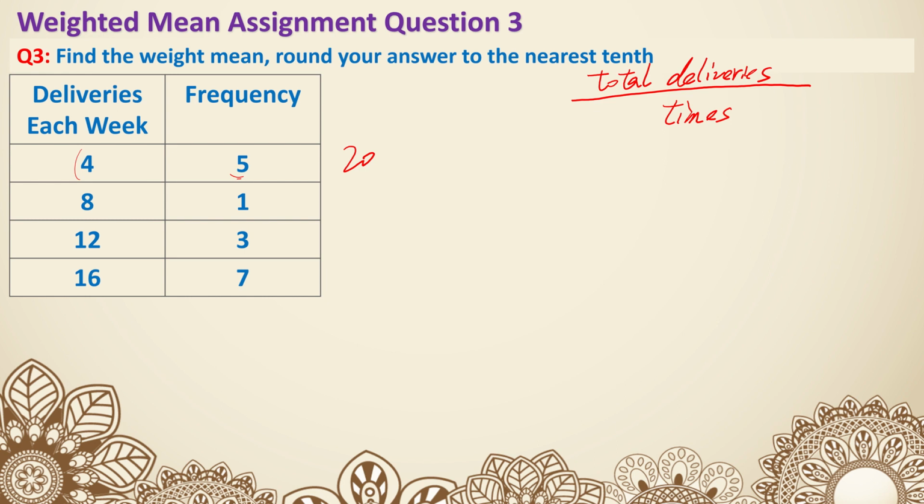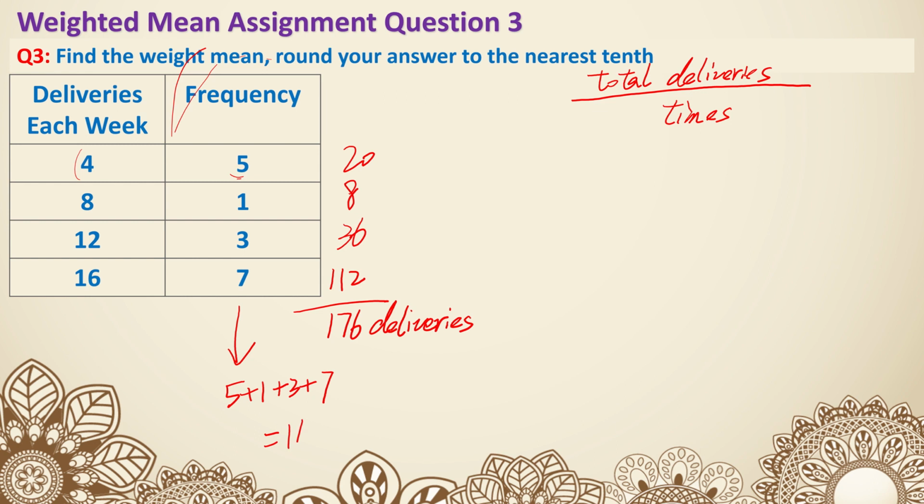And 8 deliveries per week happened once, so it's going to be 8. 12 deliveries happened 3 times, so it's going to be 36 deliveries in total. And 16 deliveries happened 7 times, it's going to be 112. So in total, my total delivery is 28 plus the 112. That is 140 plus 36, so 176 deliveries. As for the frequency, the amount of times everything happened, it's going to be a total of 5 plus 1 plus 3 plus 7, and that is 16.